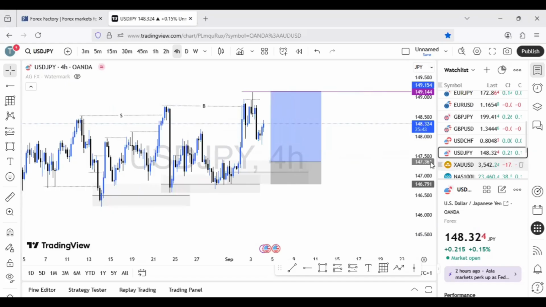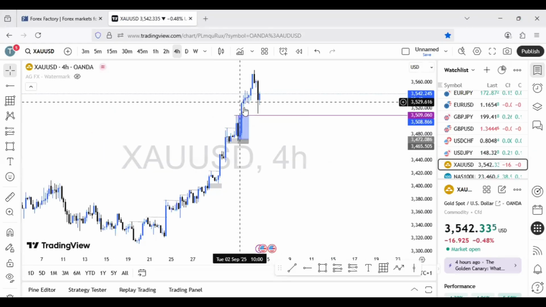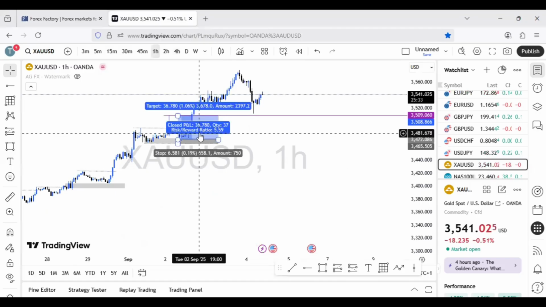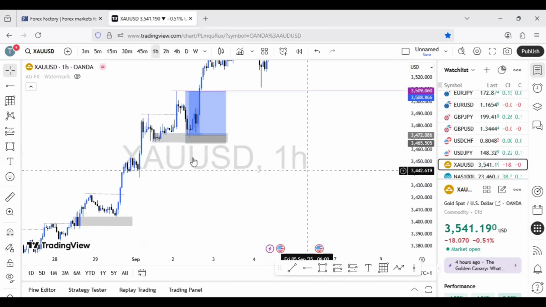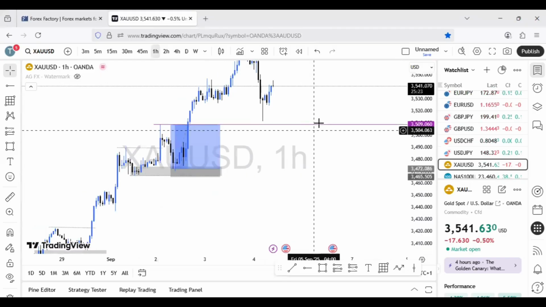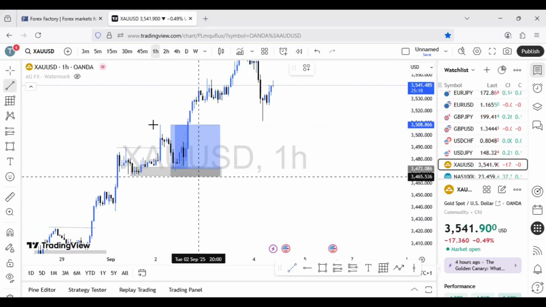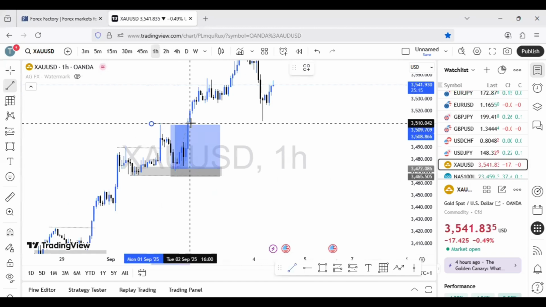Then the next one is gold. Gold has been on a crazy uptrend. So this was the last setup we had on Tuesday, and it played out nicely. The 5.5 hour trade. So it's gotten done session. And after that, it broke structure.